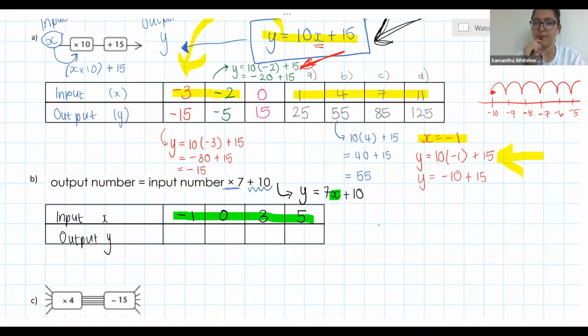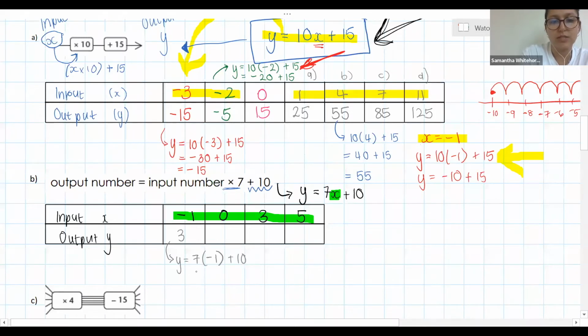Yes, exactly. That's exactly what I want from you. So just to explain what Normie said, y is equal to, and then we take the input of -1 and replace it with the x. So we're substituting. That means we've got -7 plus 10. And so our output here is +3. So through substitution, we're able to get our value here.